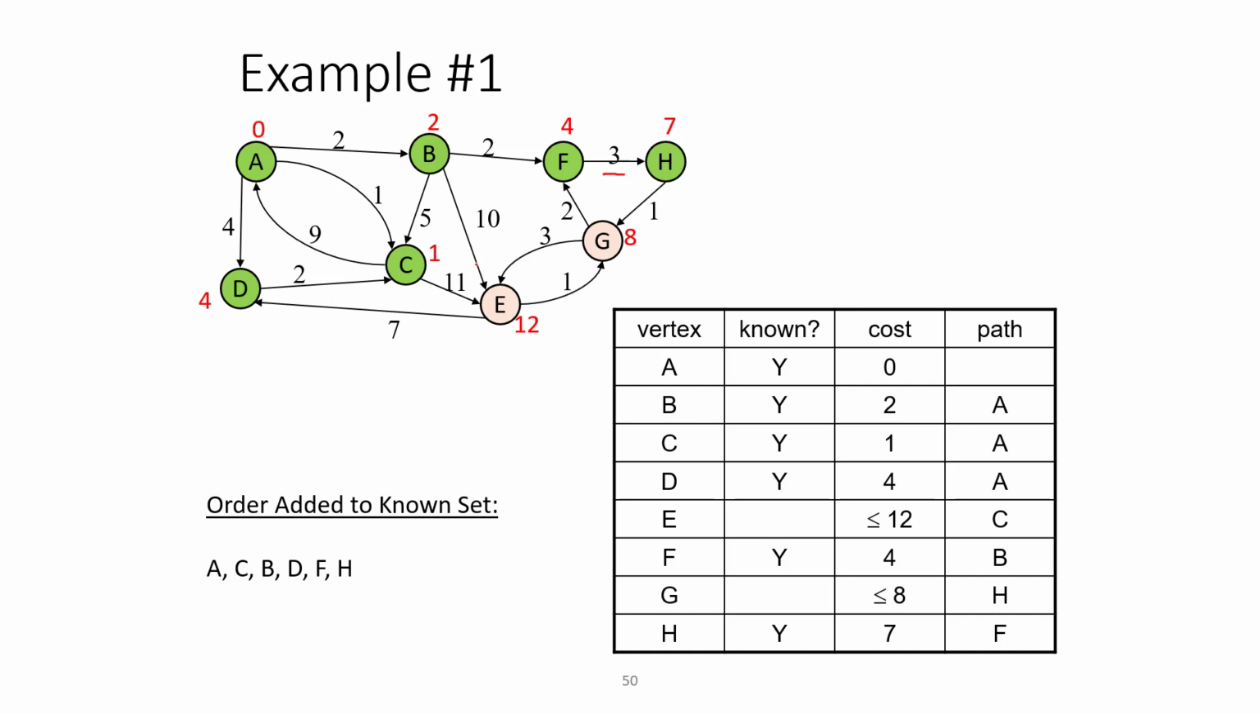E is not yet part of the cloud. Among 5, 10, the minimum edge is 3, so we added 3, and then H is also part of this. So the next minimum edge is HG, so G is added to the cloud, and the distances are updated. You can see now we can reach B in 2 units, then we can reach F in 4 units, we can reach H in 7 units. So we keep on modifying the distances depending upon what path we are choosing.